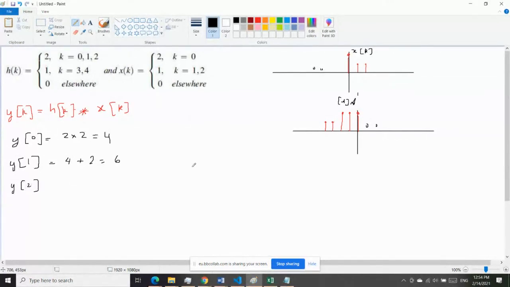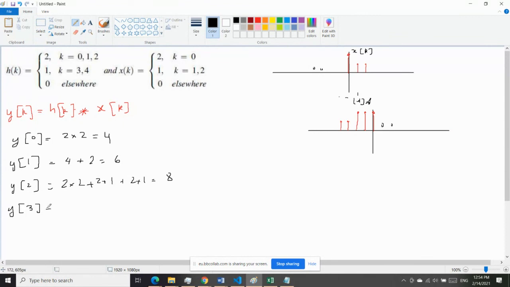So we keep doing this. y[2], we move one step. Now it's gonna be 2 times 2 plus 2 times 1 plus 2 times 1, which is 4 plus 4، اللي هي 8. Then we keep going. Now we're talking about y[3], where this one is aligned with 3. So we have 1 times 2, 2 times 1, 2 times 1, 1 times 0. So it is 2 plus 2 plus 2, 6.